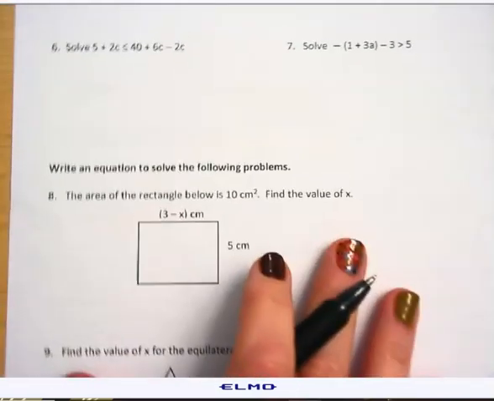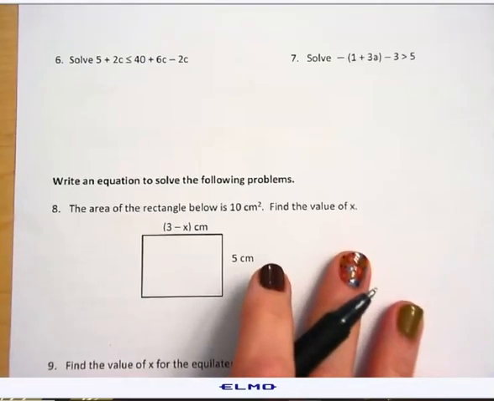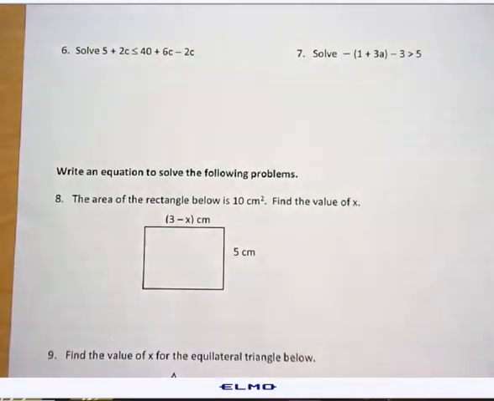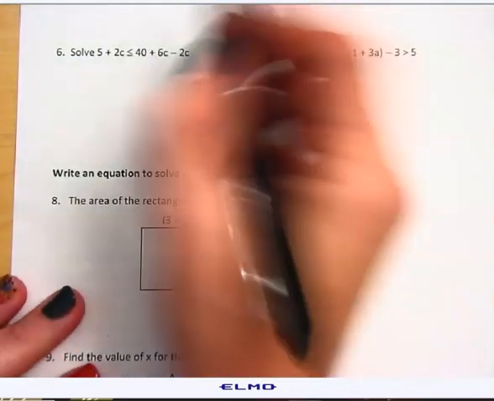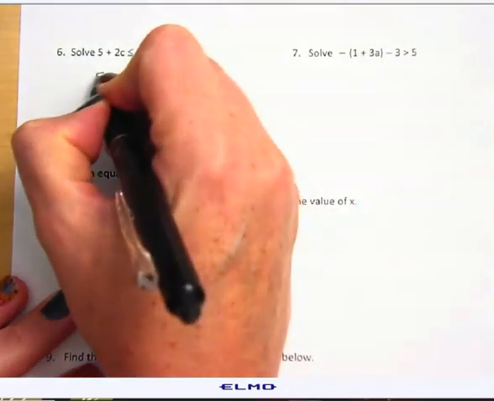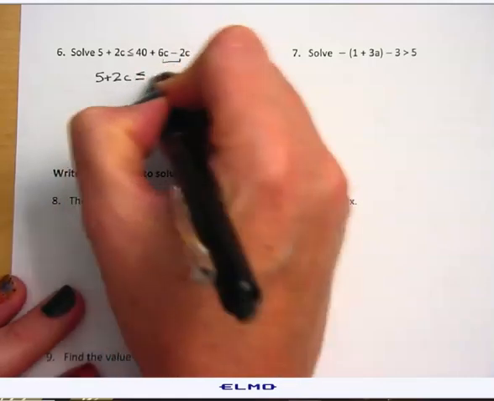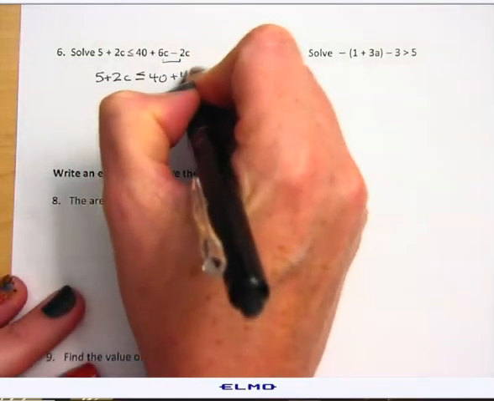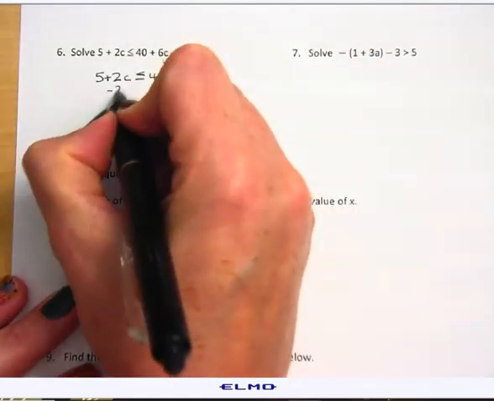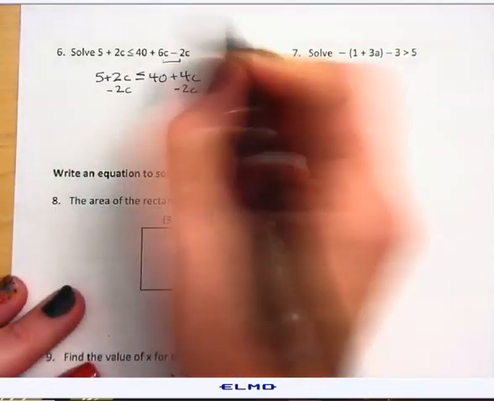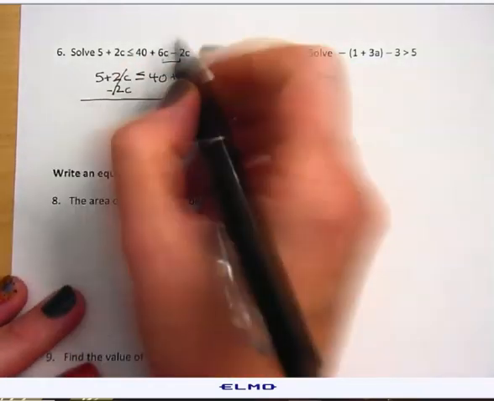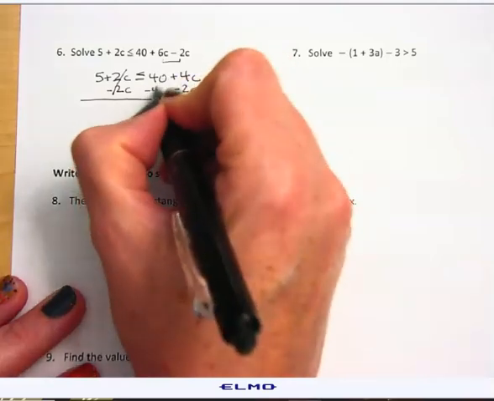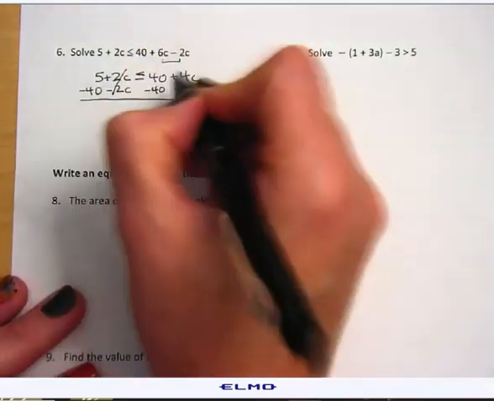Okay, on the back of the sheet, we are solving inequalities, and we follow the same rules as solving equations. So I'm going to combine like terms, and I have 5 plus 2c less than or equal to 40 plus 4c. I move variables to one side, so I'm moving the c's to the right, and then I'm moving this constant 40 to the left.